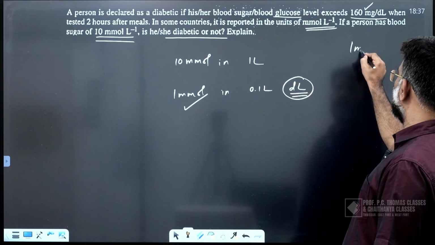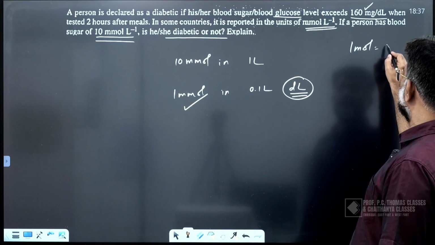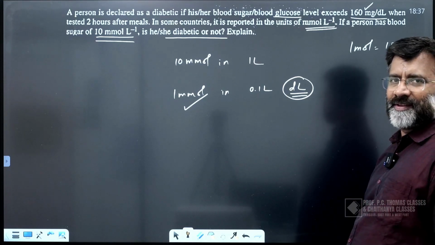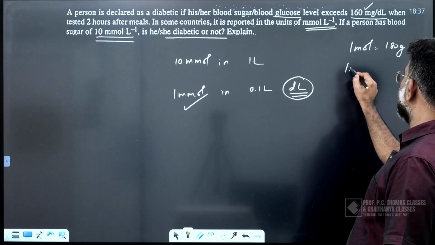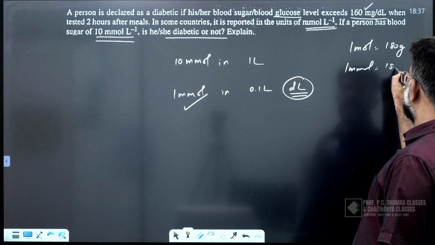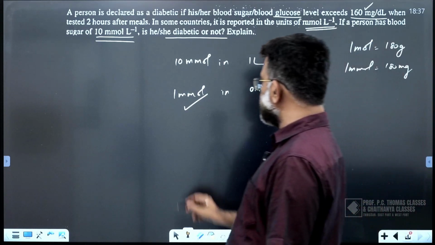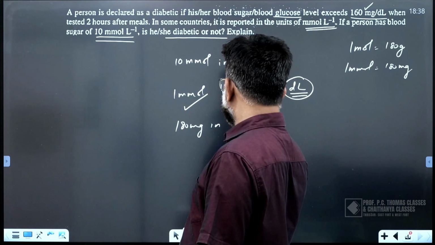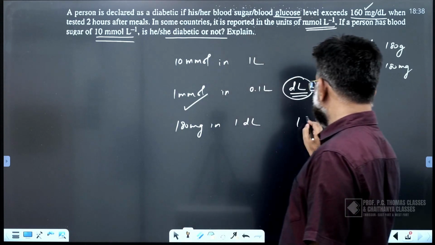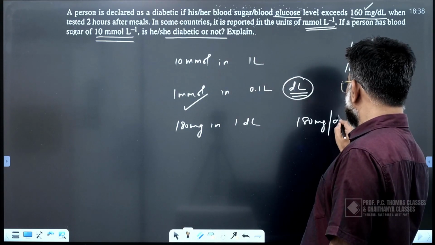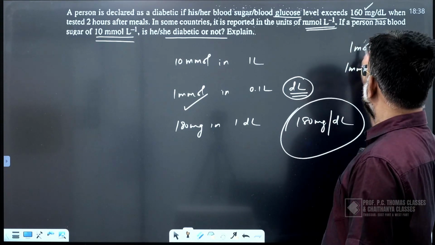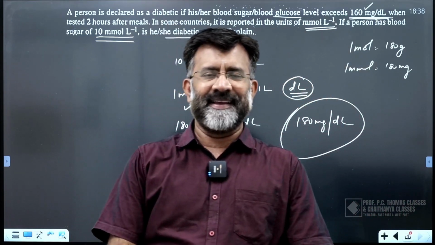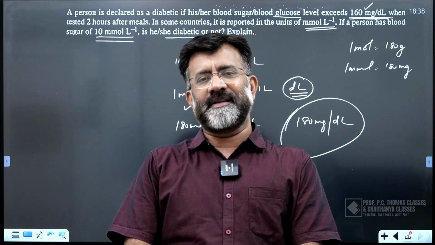You know for glucose, 1 mole is equal to 180 gram, right? So 1 millimole will be 180 milligram. So 1 millimole means 180 milligram in 1 deciliter. That is 180 milligram per deciliter. That means it is above the prescribed level and the person is diabetic.